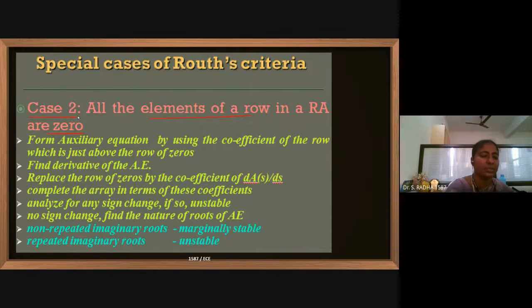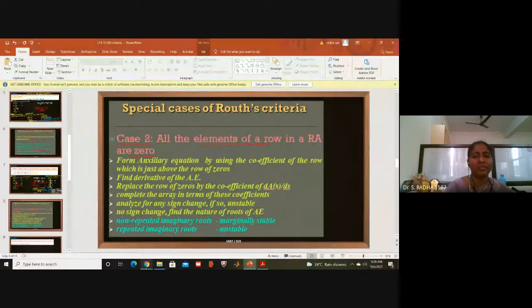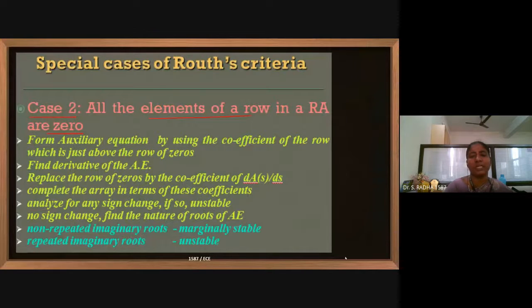If a complete row is 0, we have to go to the previous row of the 0 row. We have to differentiate and get the coefficient, replace it in the 0 row, proceed and complete the RH table. This is the second special case in the RH table. Whenever a complete row is 0, we go to the previous row of the 0 row, and that is called the auxiliary equation.